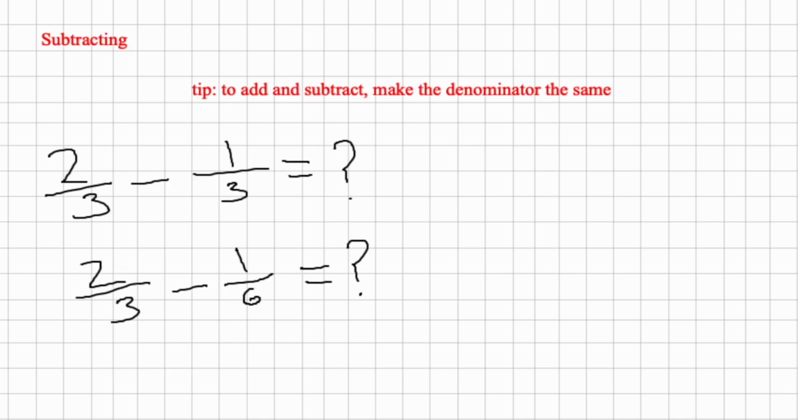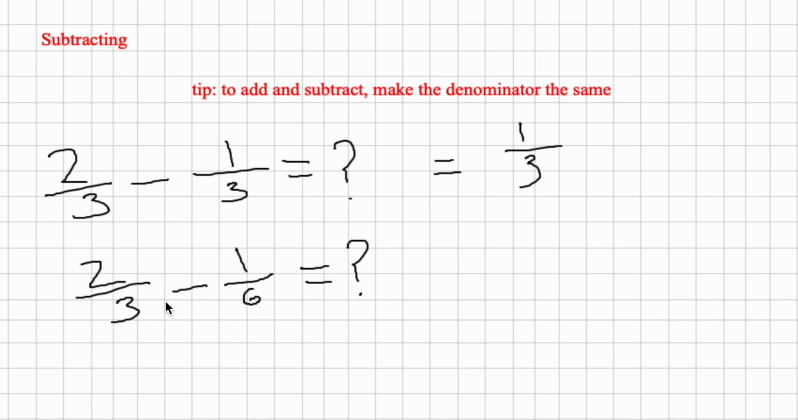Okay, we got two examples here of fractions to take away. So if we look at the same one, it's the same as the addition one, but instead of adding, we're going to take away here. So as long as the denominators are the same, we can just take them away, which will give us 2 minus 1, 1 over 3.